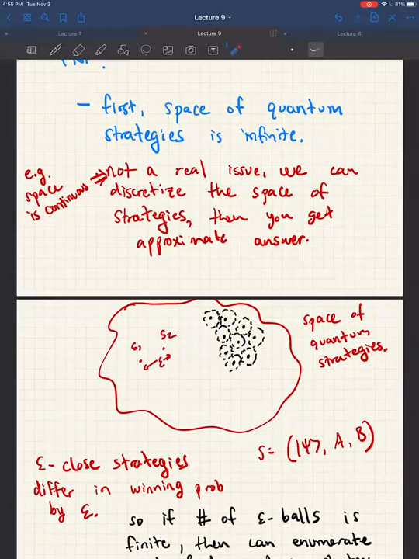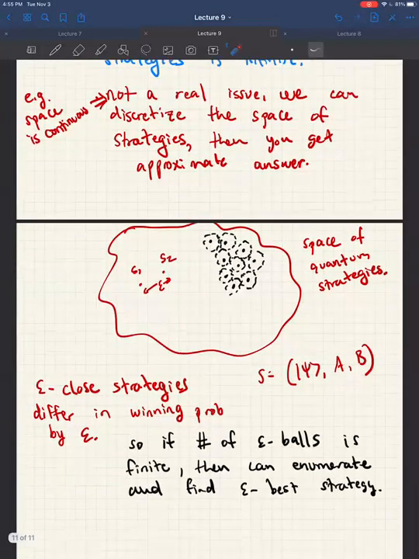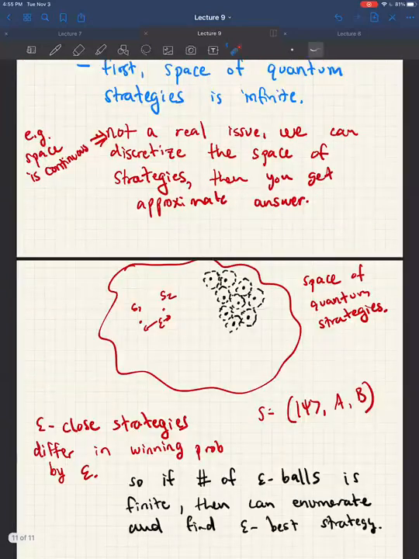But there's another way in which the space of strategies is infinite, and it's not coming from the continuous nature of quantum strategies. Any ideas about how else it could be infinite? Your strategies could have an arbitrary number of qubits per player, a finite number of qubits per player, but an arbitrarily large finite number of qubits.